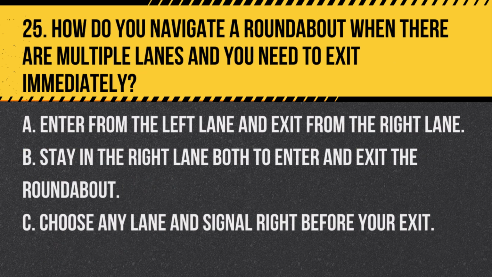Question 25. How do you navigate a roundabout when there are multiple lanes and you need to exit immediately? A. Enter from the left lane and exit from the right lane. B. Stay in the right lane both to enter and exit the roundabout. C. Choose any lane and signal right before your exit. Answer. B. Stay in the right lane both to enter and exit the roundabout. This ensures you're positioned correctly to exit safely.